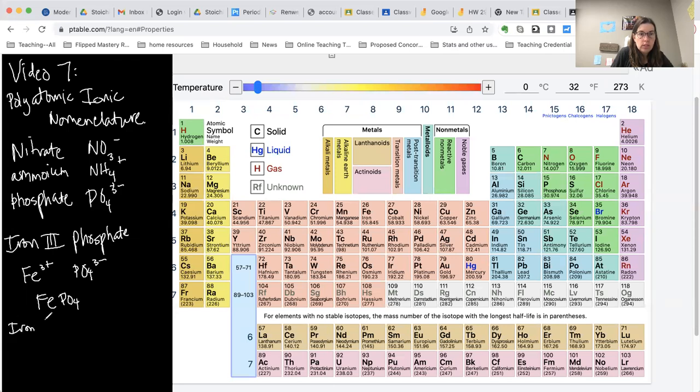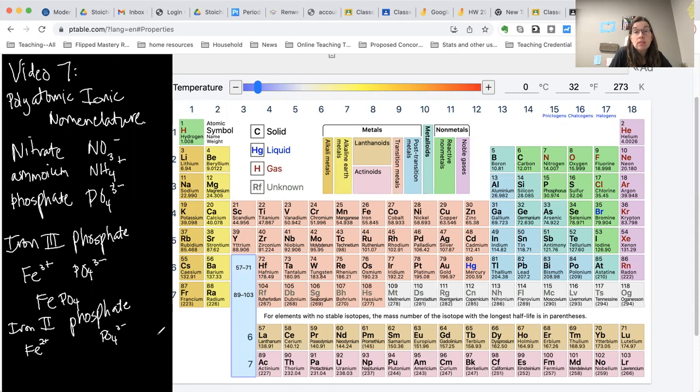Now let's say we did iron 2 phosphate. That's where it gets interesting. In this case, we still have our PO4 3 minus, but it's iron 2 plus. So when we crisscross the charges, they do not cancel out. We are going to have to put our polyatomic ion in parentheses in order to make it all cancel.